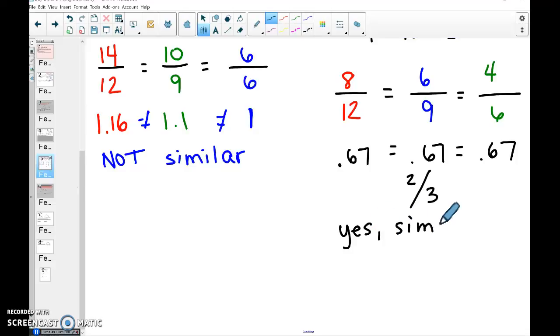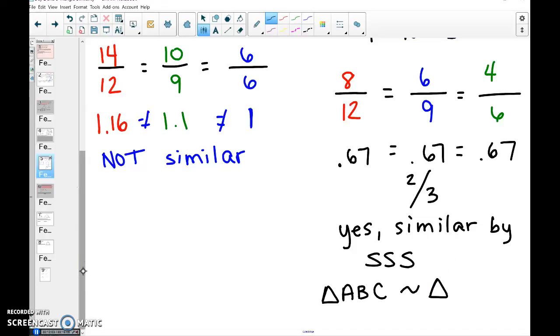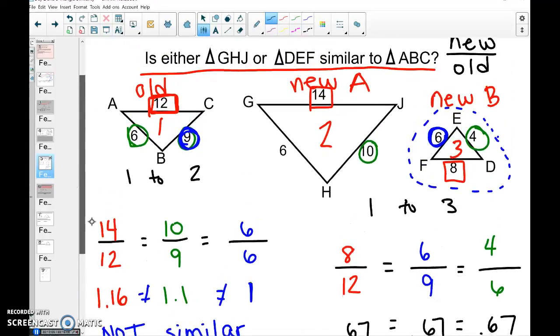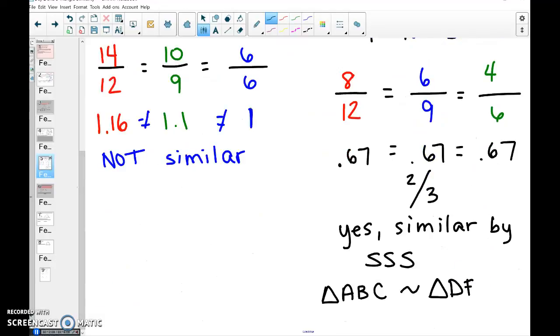It's similar, and we need to be specific. It's similar by SSS, okay, because we're doing side, side, side. And I need to actually say the triangles. So we've got ABC similar to, let's just double check, DEF. You do have to say this statement. Think of it like the concluding paragraph of your 5-paragraph essay. You got to sum everything up that you've supported, tried to explain in this statement. That's your concluding statement.